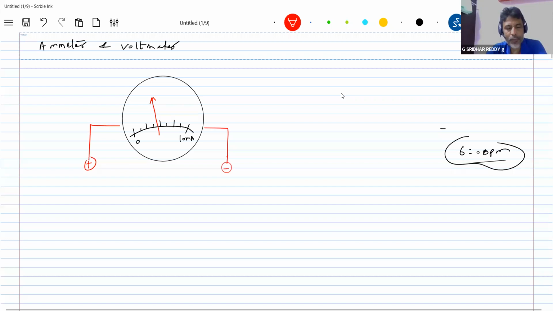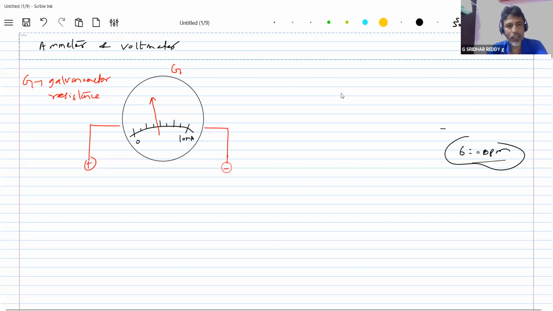The overall instrument is made up of a conducting material. Any shaped conductor will have a resistance. So that resistance of the galvanometer we will call G, the galvanometer resistance. Even this wire will be included in that, and even these connecting leads will be included.